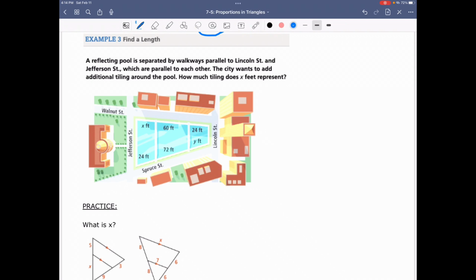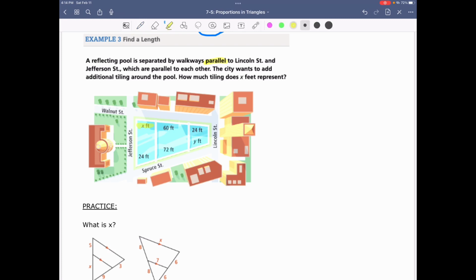For example 3, we're asked to find a length. A reflecting pool is separated by walkways parallel, and that's a key word, parallel, because if they weren't parallel, we can't use our new theorem, to Lincoln Street and Jefferson Street, which are parallel to each other. The city wants to add additional tiling around the pool. How much tiling does X represent? All right, so in the picture, find X.